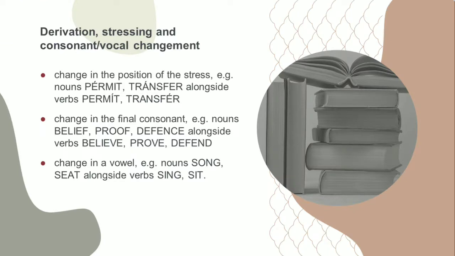Then, in the last slide, it explains the derivation that occurs due to stress, consonant, and vowel factors when the word is spoken. The first is change in the position of the stress, for example, nouns permit and transfer, alongside verbs permit, transfer. And the second, change in the final consonant, for example, nouns belief, proof, defense, alongside verbs believe, prove, defend. And the third, change in a vowel, for example, nouns song, seat, alongside verbs sing and sit.